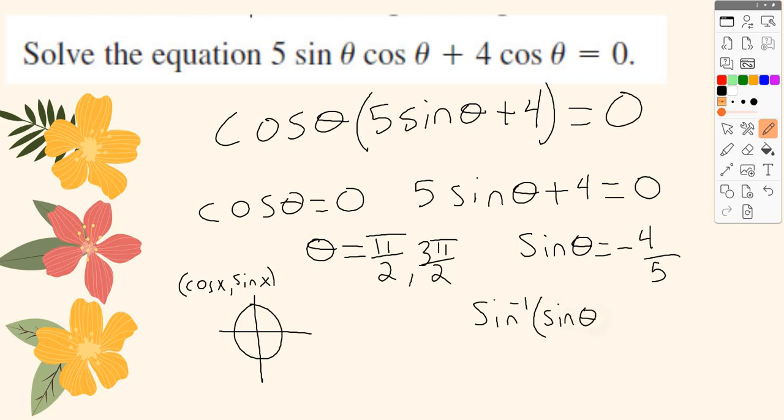So remember that we can take sine inverse of both sides, and we do that because sine inverse and sine undo each other. So then we would want to plug that into our handy dandy calculator. We click our little green second button, and then you click your sine, and then we type in -4/5. And what do we get?